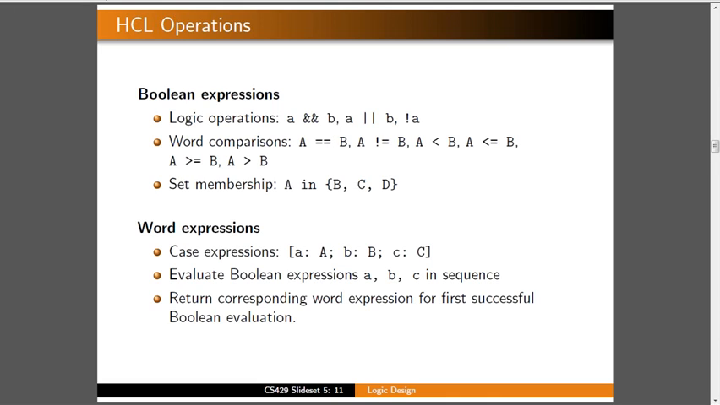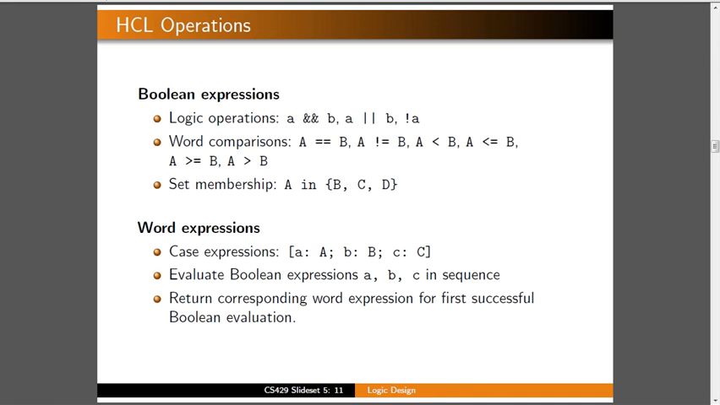Word comparison is used for comparison: double equals, not equals, less than, less than or equals, greater than or equals, greater than. These are the logical operations. Then there is set membership, that is finding whether A is in B, C or D. Then these are the word expressions.